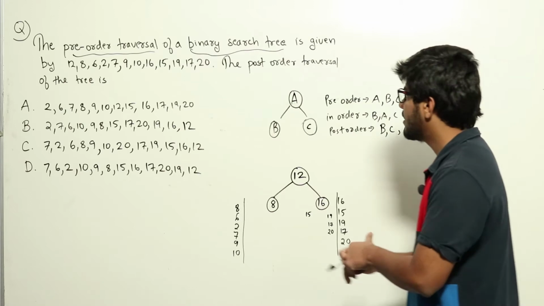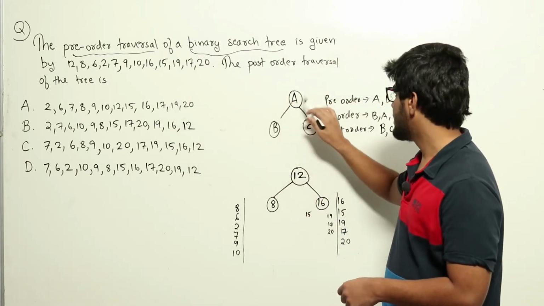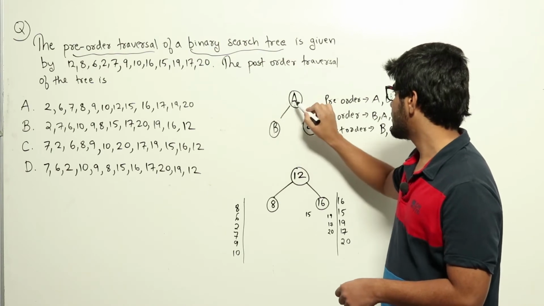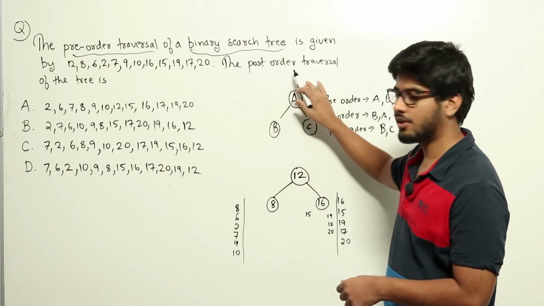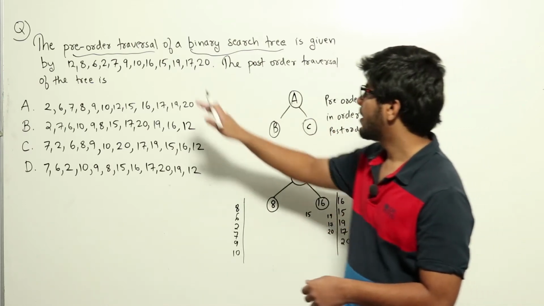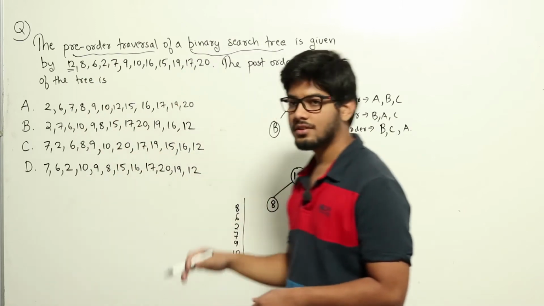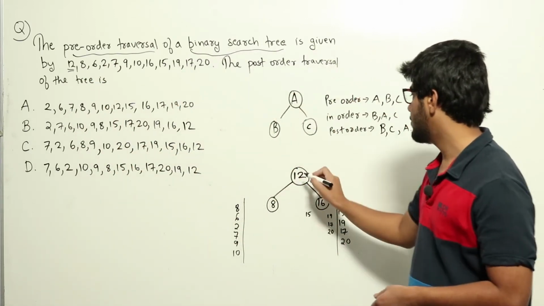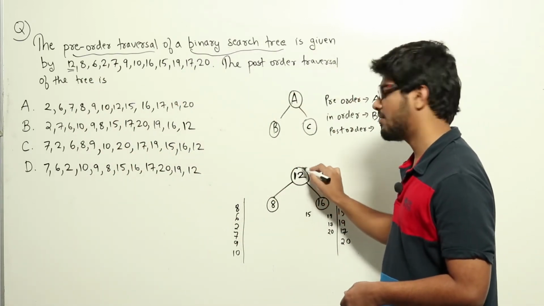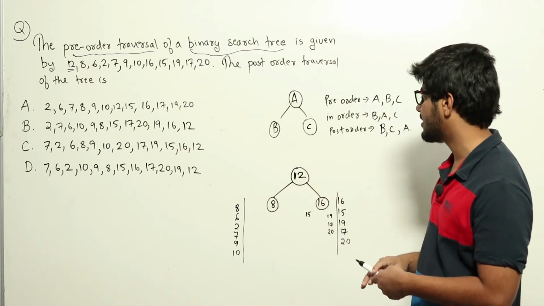So we'll start. In pre-order traversal, the first node printed will be the root node. If it's a tree like this, it will print first the root node. After that, it will print the left subtree and then the right subtree. So clearly in this, 12 is the one that is being printed first. So clearly in our tree, 12 will be the root node. So I'll put 12 here, and then there will be a bunch of numbers to the left side and then a bunch of numbers to the right side.